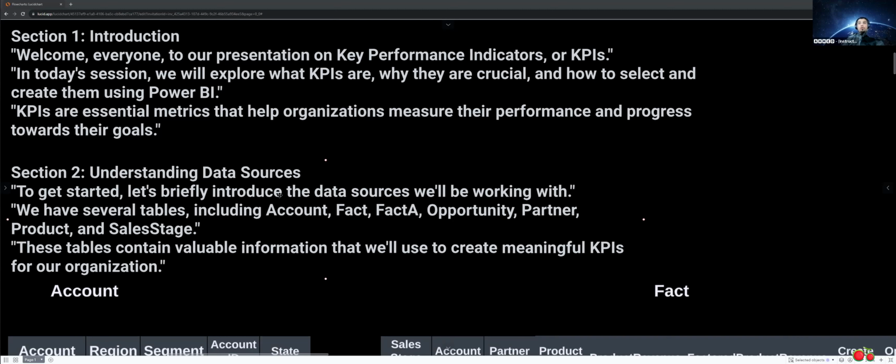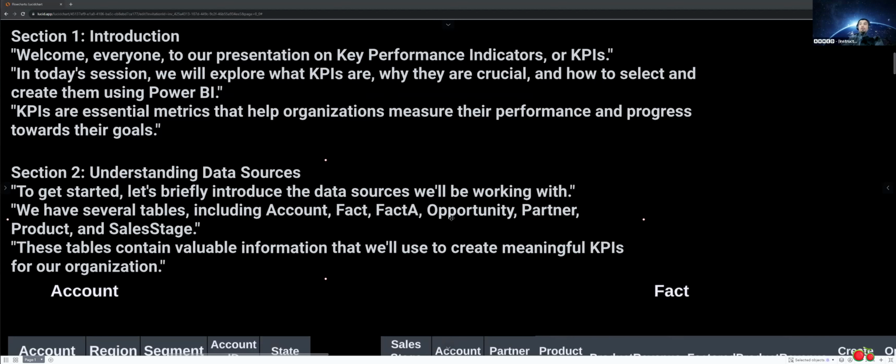This is the most important thing that all of us need to do in order to understand our data. So understanding the data sources is the most important thing. To get started, we can briefly introduce the data sources we'll be working with. With any data source that you need to interact with, you need to be familiar with it.